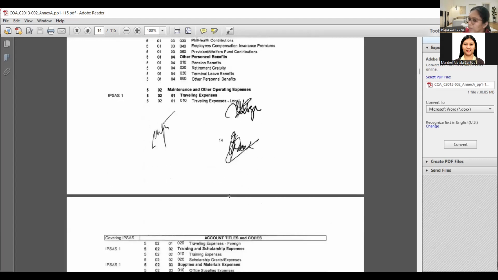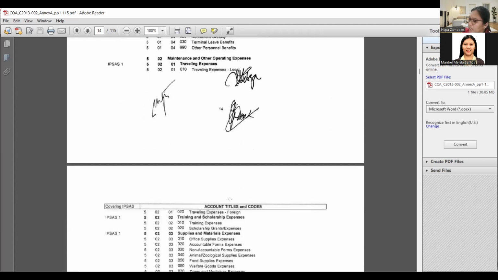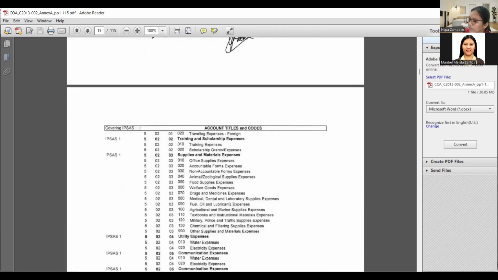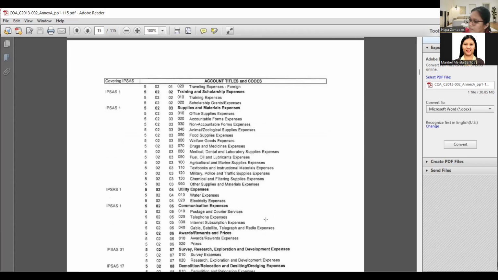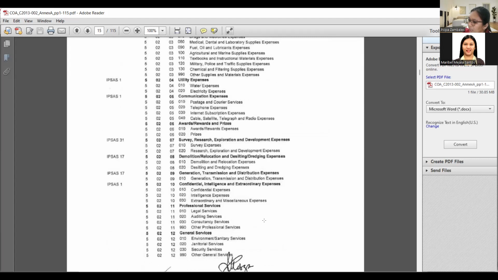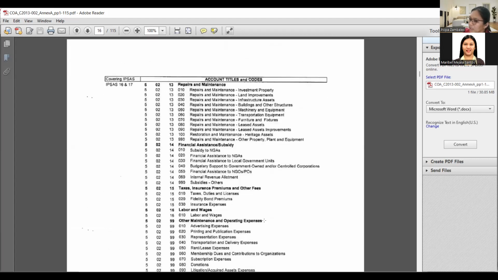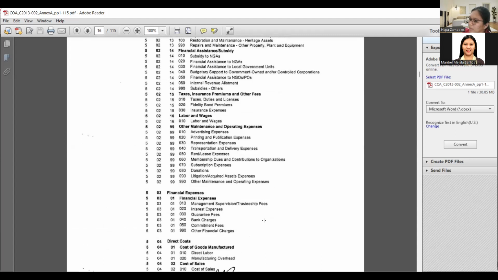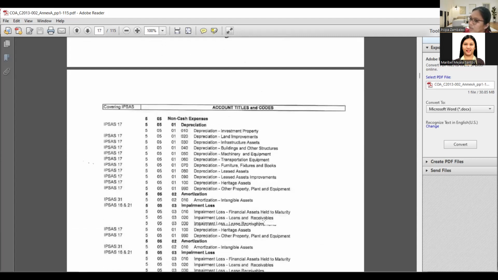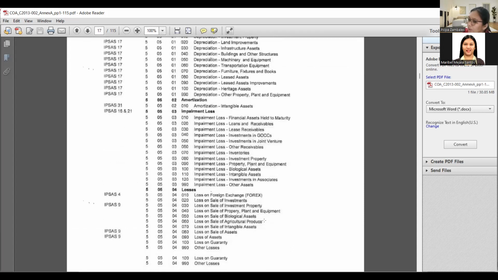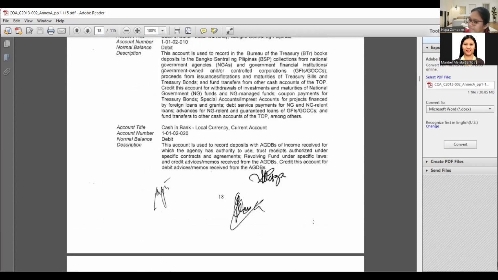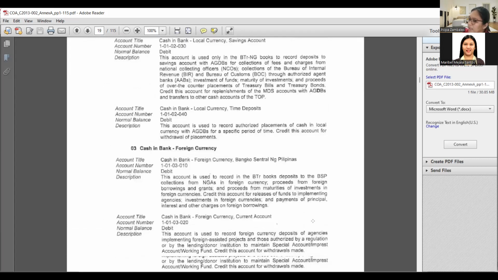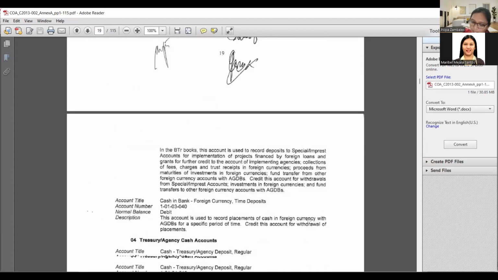MOOE, ito yung mga MOOE na binabanggit ko. Traveling expenses, local or foreign, training, scholarship grants, office supplies, accountable forms, non-accountable, animal, zoological supplies, etc. Ayan, madami yan plus. Repairs and maintenance, direct costs, non-cash expense or depreciations and amortizations and impairments. Okay. And we have also the descriptions, no? Ayan, makikita mo yung mga descriptions nila.